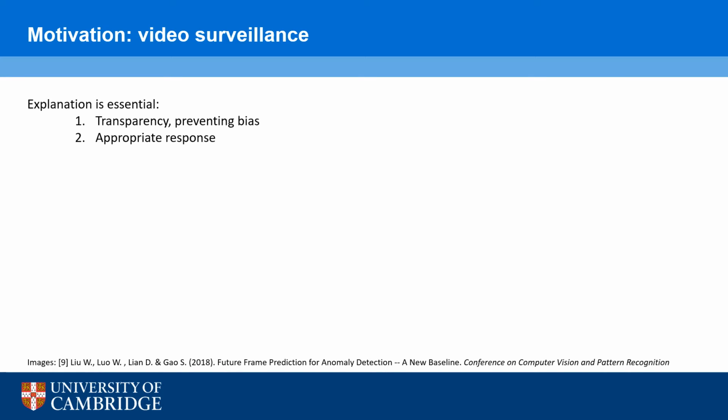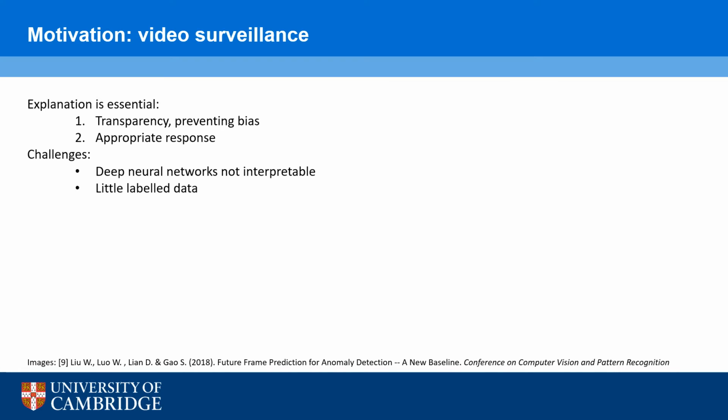However, in public settings, we believe that explanations are absolutely essential because the systems have to be transparent in order to prevent any bias, for example, racial bias, and the appropriate response depends on the nature and severity of the anomaly. Explainable anomaly detection is difficult because deep neural networks at the forefront of this problem are not interpretable.